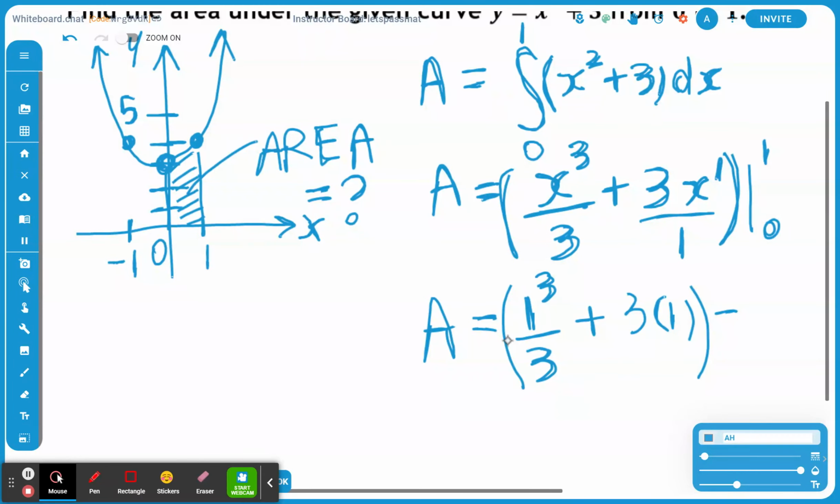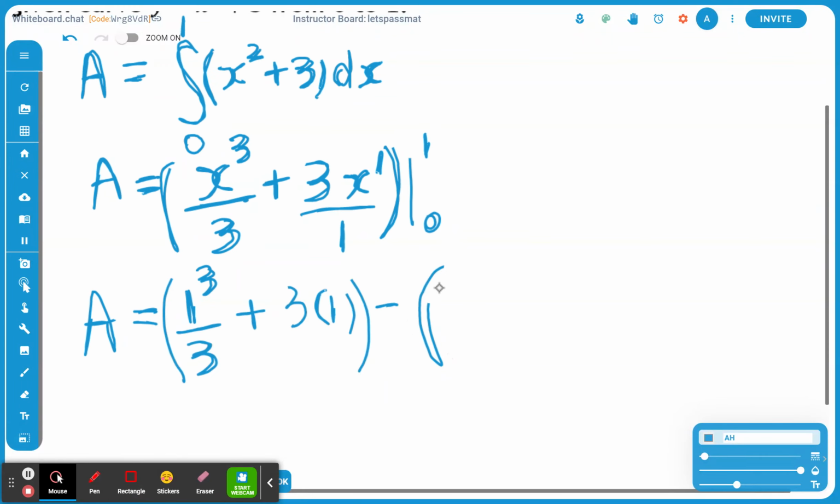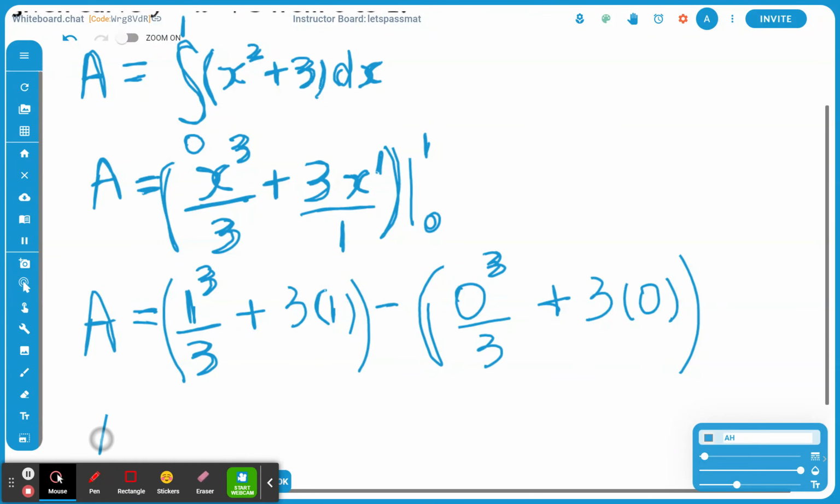Now here comes a little bit of mental math, right? If you really think about this, the second bracket is basically going to be 0 because you have 0 to the power of 3 divided by 3 plus 3 times 0. So with a lot of practice, basically this entire bracket becomes 0 as expected. And here comes the final answer.